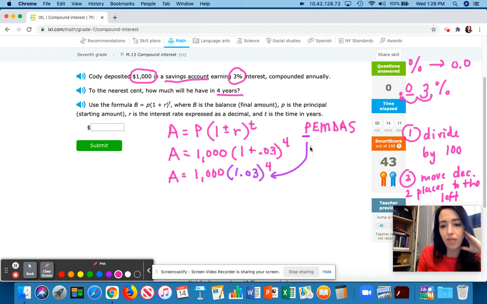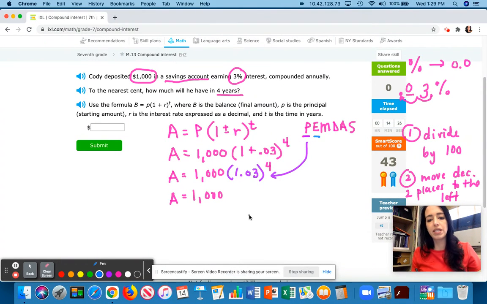Next, I need to simplify the exponent. That's the E in PEMDAS. So I'm going to continue. I'm going to keep this part. But now I need to do, okay, I'm going to put this in blue. What is 1.03 to the 4th power? All right, so this is where you're going to have to get your calculator out. Remember our calculator app? If you don't have it, let me know and I can help you get it. It's for free and it really, really helps us.